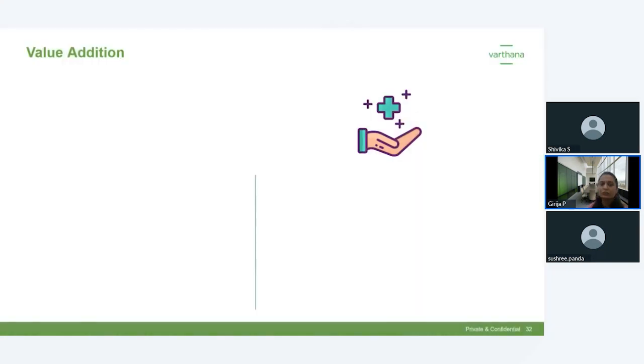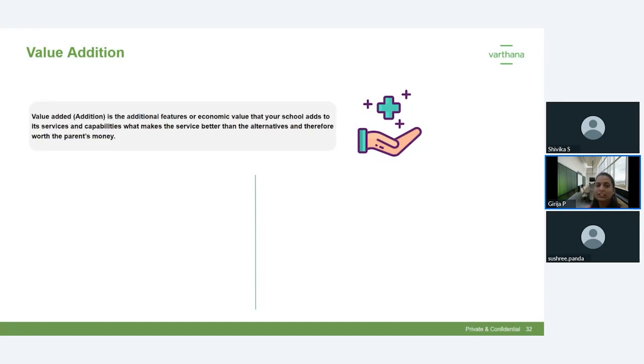So in the school we need to do this value addition. Value addition is when you are providing additional features to the parents, which can encourage them to pay for it. Even though they are paying, they feel that whatever fees they are giving is worth it. For example, whenever you buy a laptop, they provide us free license software.